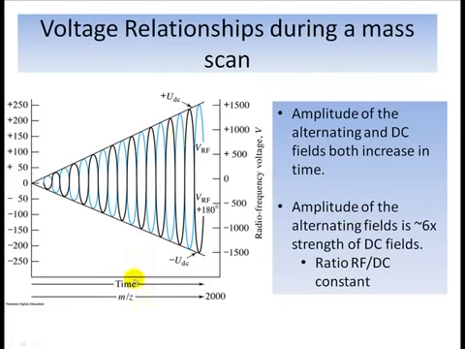So here's what happens to these voltages over time. Over the course of a certain time period, both the DC voltage and the amplitude of the alternating voltage increase. They increase together in lockstep, as they have a certain ratio, so the ratio of the two stays constant. The amplitude of the alternating field is about 6 times the strength of the DC field. So you could say the DC field is set into the background. It's not quite as loud as the voltage from the alternating field.